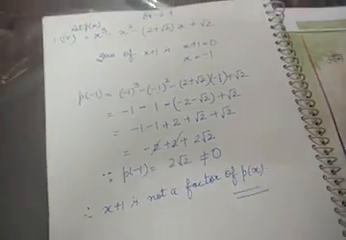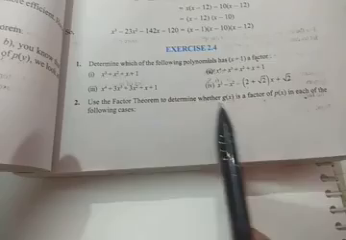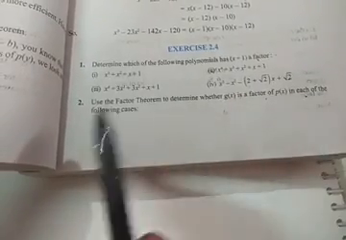Okay, and similar to it, there is a second sum. Let me show you the statement. Use the factor theorem to determine whether g(x) is a factor of p(x) in each of the following cases. So the factor theorem is used to check whether g(x) is a factor of p(x) in each of the following cases. That means g(x) is one polynomial and p(x) is another polynomial. You have to check. Let me show you: you are given p(x) and this is g(x). You have to check whether g(x) is a factor of p(x) or not. So find the zero of g(x), that means find the zero of these polynomials.